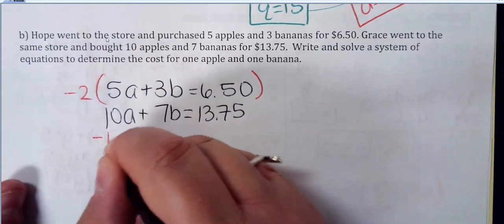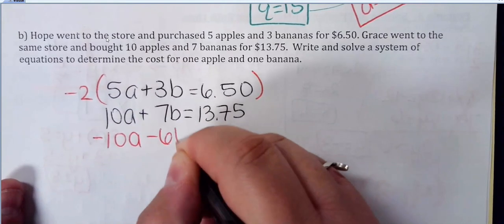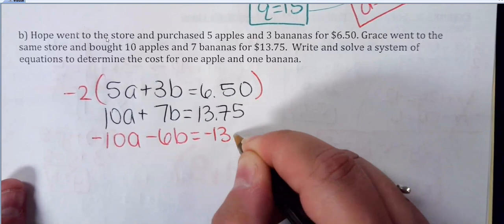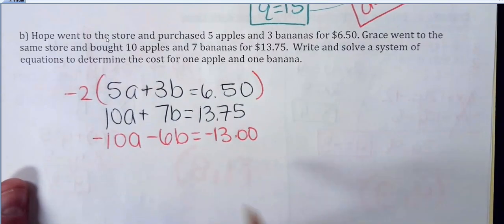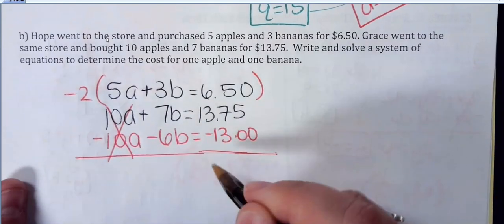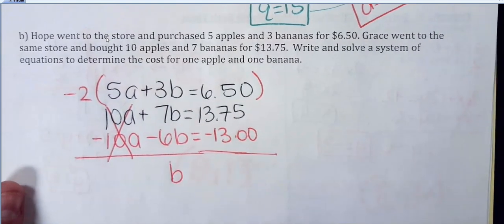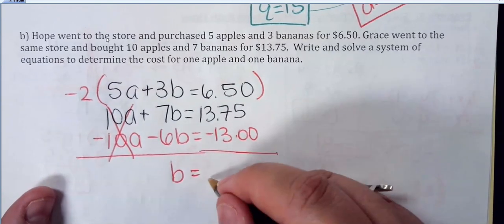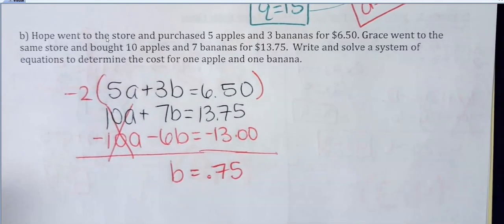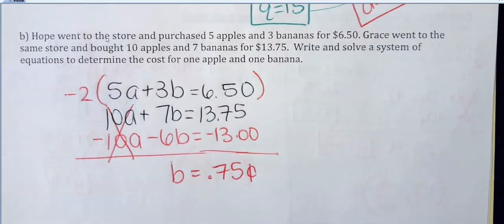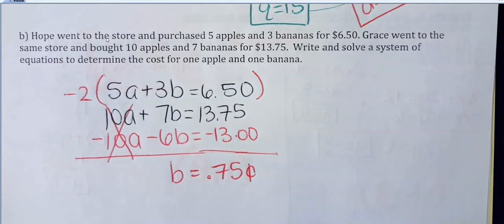This would be negative 10a minus 6b, and what is that? Negative 13. I'm just going to put 0.00 so it's a little bit easier for me to line up and subtract there. Now, the apples are gone. We would have the price for 1 banana, so I don't even have to divide here. 13.75 minus 13 is 0.75. Now, I'm not describing the number of bananas here. I'm describing the cost. So that means each banana is 75 cents. Completely fine to have a decimal there.